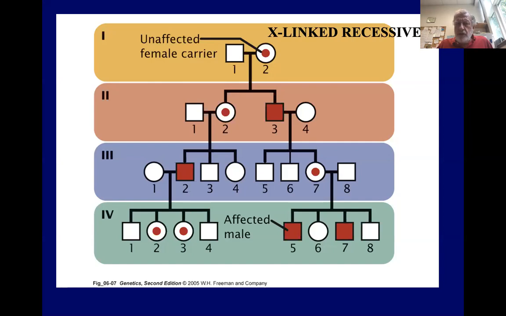And then in generation 3, we see that the daughter in generation 2 has had a son that's affected, and the affected son in generation 2 has had a daughter who's a carrier. And then we can see a couple carrier females in generation 4 and a couple affected males in generation 4 as well. But you don't see any circles that are completely filled in, just squares. So that tells us that it's X-linked if it only shows up in males.